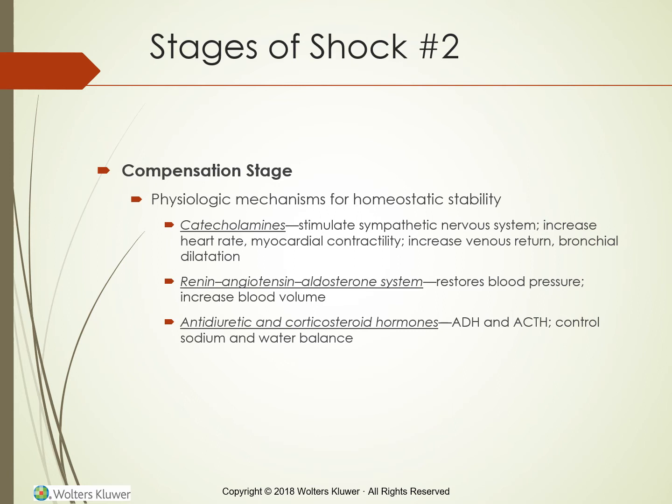Antidiuretic hormone and corticosteroid hormones. Low blood volume also stimulates the pituitary to secrete antidiuretic hormone, also known as ADH or vasopressin, and adrenocorticotropic hormone, ACTH. ADH, or vasopressin, promotes reabsorption of water that the kidneys would ordinarily excrete. ACTH stimulates the adrenal glands to secrete corticosteroid hormones, which include glucocorticoids and mineralocorticoids.